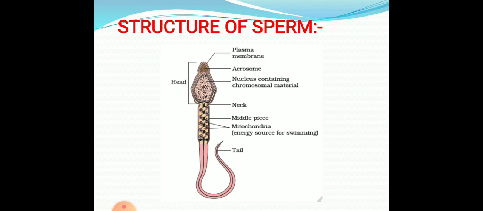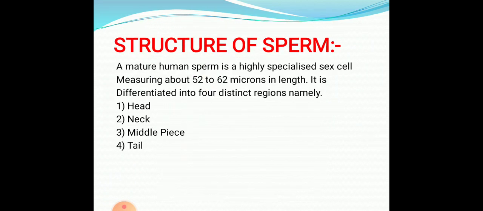Okay, one by one we can study. So here is the structure of sperm. A mature human sperm is a highly specialized sex cell measuring about 52 to 62 microns in length. The measurement of the sperm is 52 to 62 microns. It is not visible to the naked eye. We require a microscope if we want to observe the sperm. It is differentiated into four distinct regions. Already I have told you: head, neck, middle piece, and the tail.